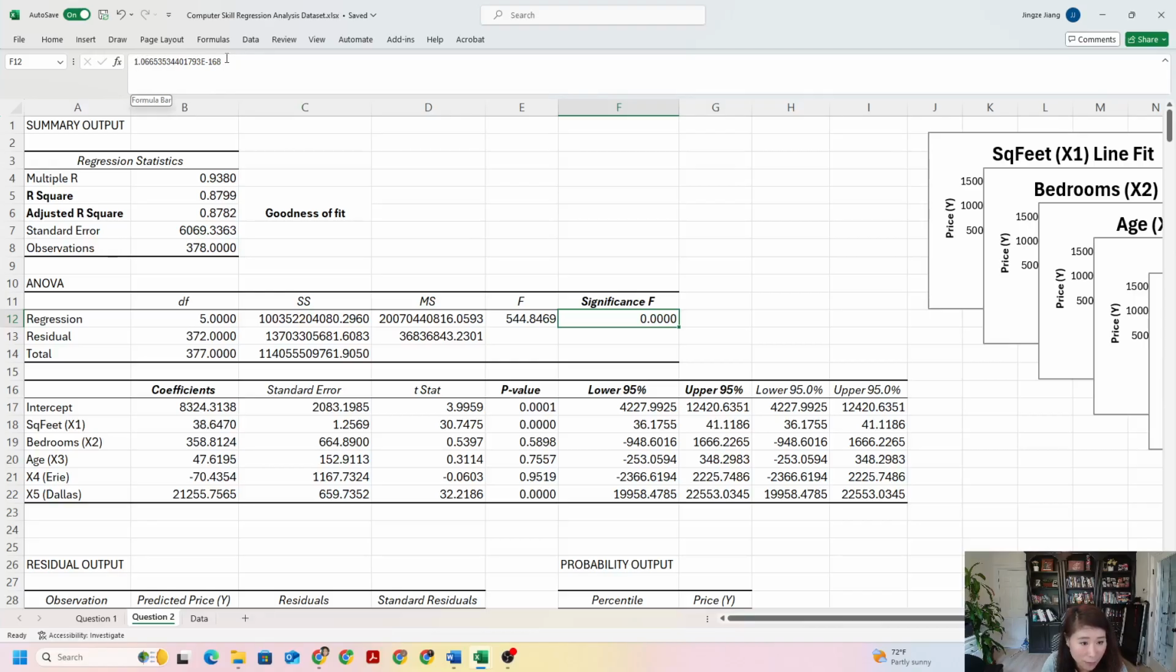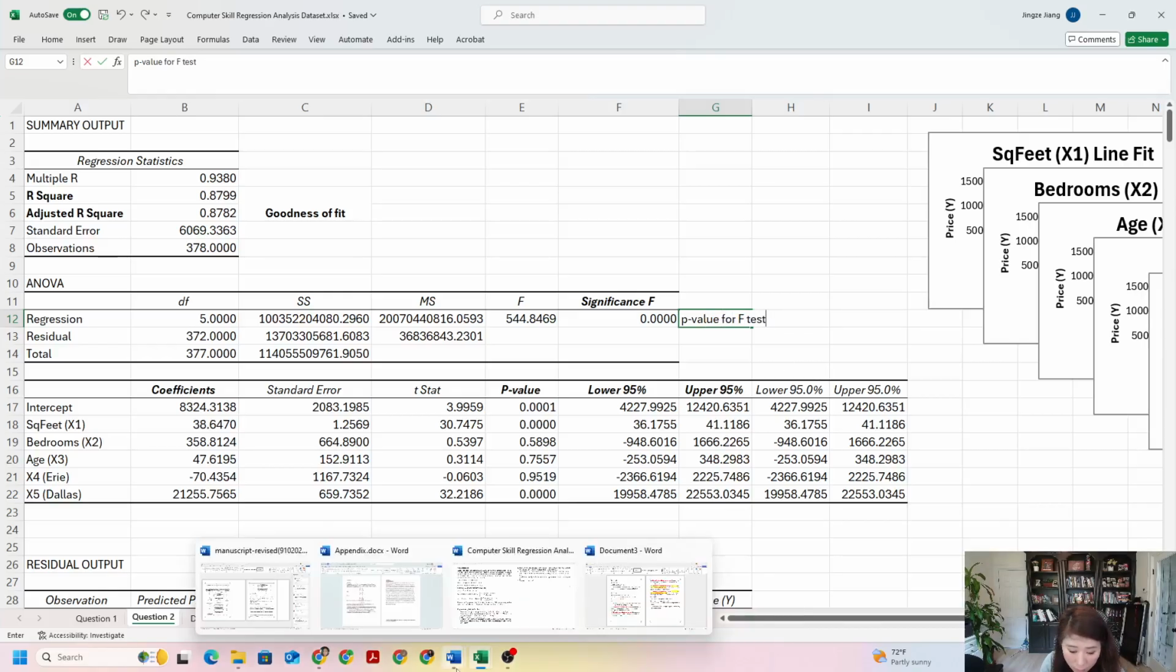This is called scientific notation. Without setting up your cell correctly, you might see this number and not know what it means. That's why I said at the very beginning, in the previous video, you need to set up your Excel output to keep only 4 or 2 decimal places so that you can correctly read those numbers. Okay, so this is the significance F we will use, because this is the p-value for the F test.